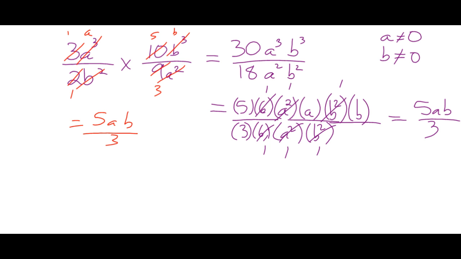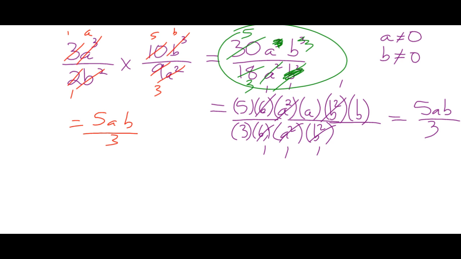So you could do it here. You could just say, well, okay, let's just deal with this. 6 goes into that 3 times and into that 5 times. The a squared takes that down to an a. The b squared takes that down to a b. We got 5ab over 3. So there are multiple ways to simplify these. Let's put the green away.